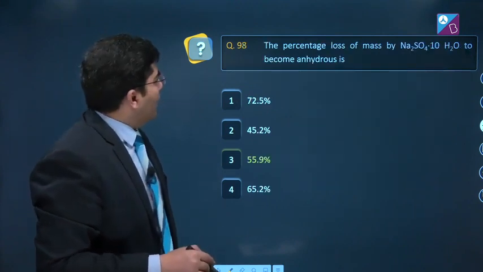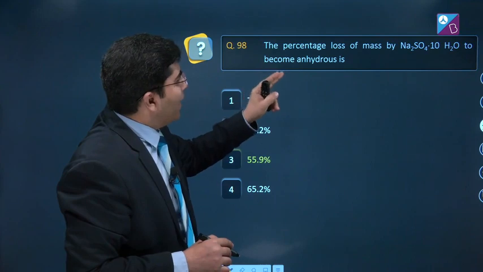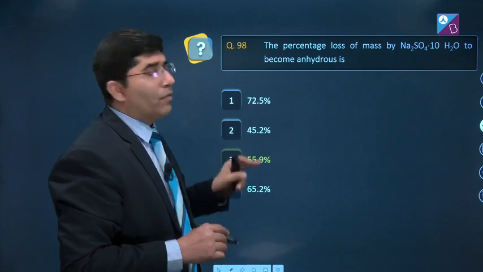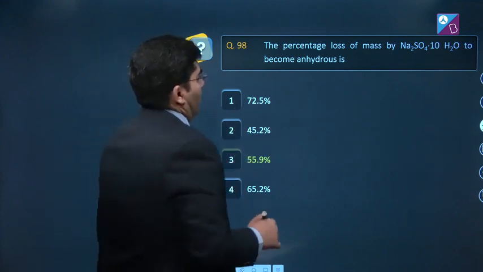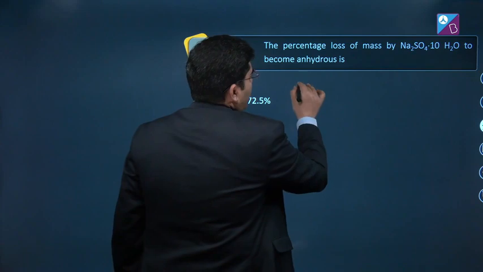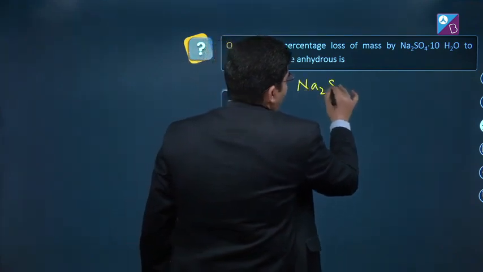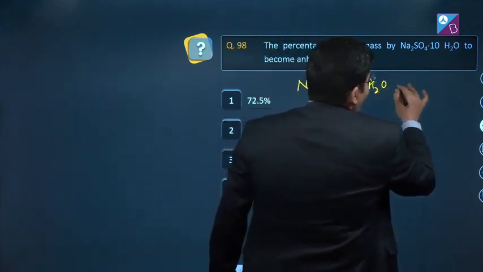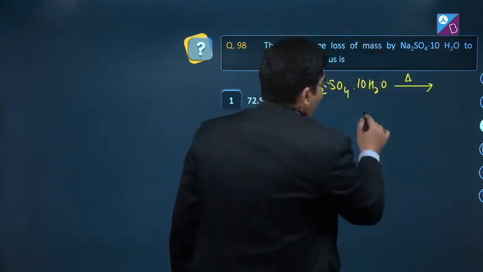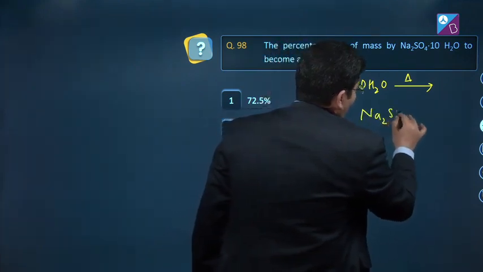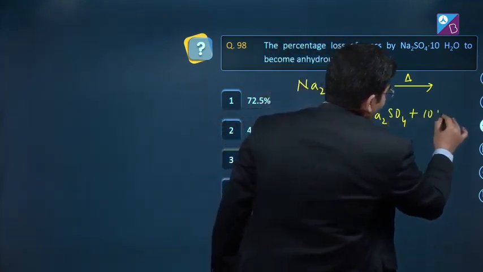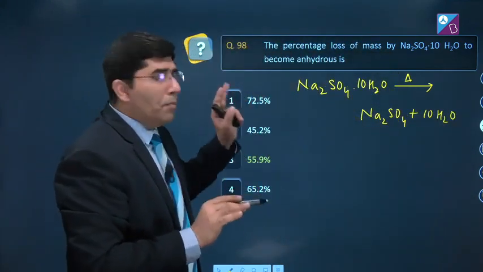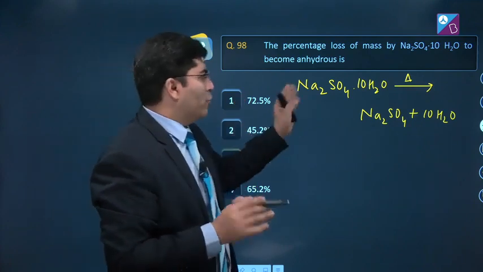Okay. The next one is, the percentage loss of the mass by Na2SO4.10H2O to become anhydrous is. Now what is the meaning of this? First we have to know. See, we have a hydrated salt, that is Na2SO4.10H2O. When you will heat it, you will get Na2SO4 plus 10H2O, correct?